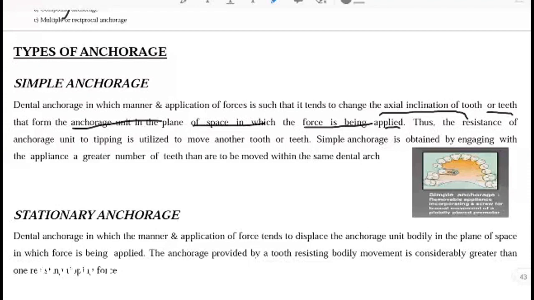Don't confuse it with all these things. The best example I have told you is this simple anchorage example. You have a palatally placed premolar here. You want to push it buccally. So what you do is take the rest of the teeth as anchorage. You will take all other teeth in the dental arch as anchor units, and you will push this premolar to a more buccal position. That is what is happening here. So this is a simple anchorage.